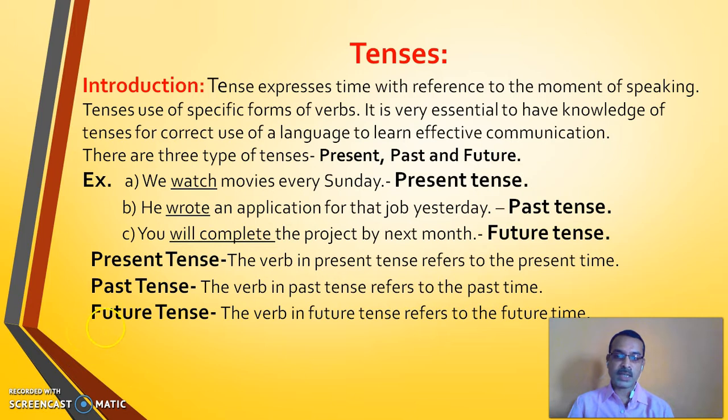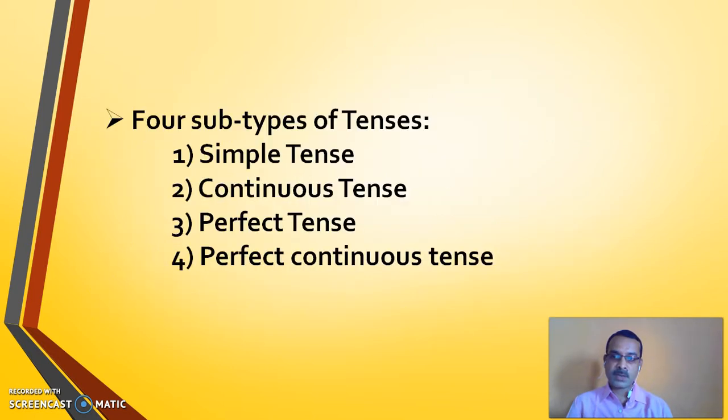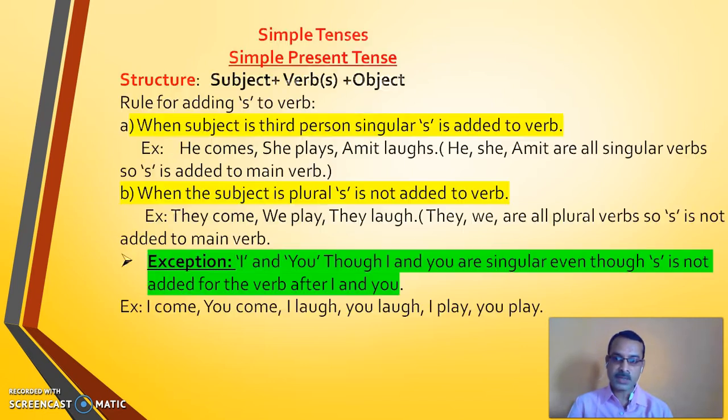No sentence in any language is outside these types of tenses. So let's know what are the different subtypes of these tenses. Every tense is further subdivided into simple tense, continuous tense, perfect tense, and perfect continuous tense. Now take the example of simple tenses. In simple present tense, the structure is subject plus verb plus s or es plus object. This is the formula of simple present tense.